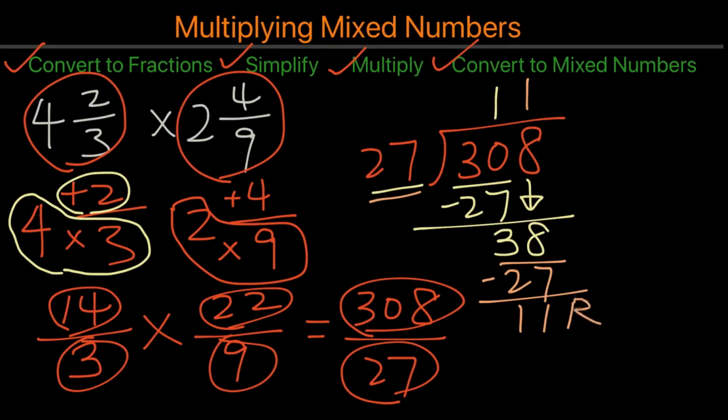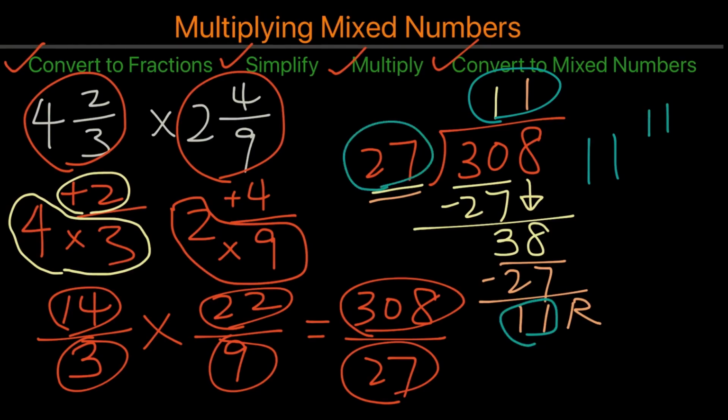And the way that we would write it as a mixed number, we would take the answer that we got, place that as a whole number. Secondly, we would take the remainder, place it in the numerator, and then we would take the divisor, which is 27, as the denominator. And so our answer will become 11 and 11 over 27.